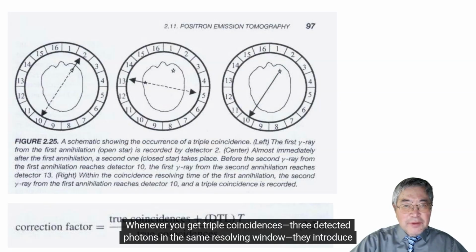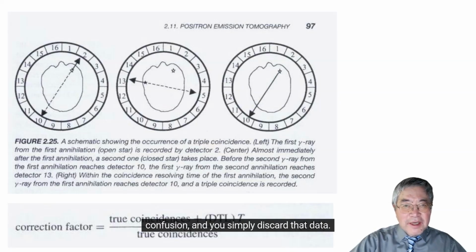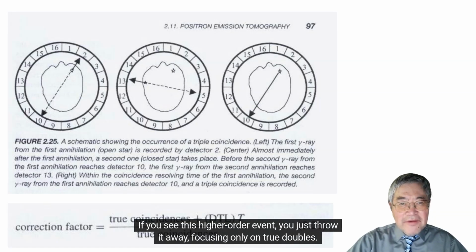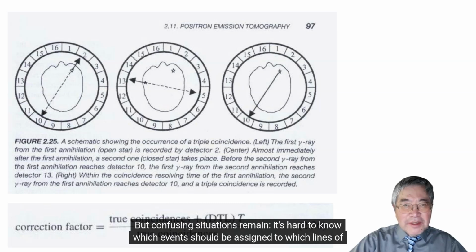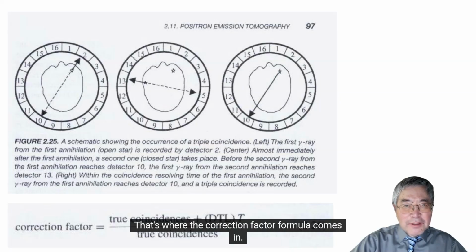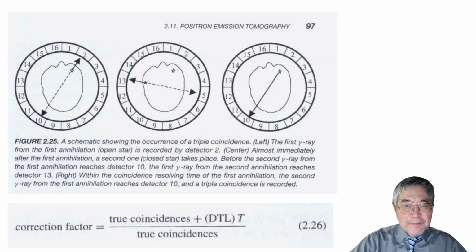Whenever you get triple coincidences, 3 detected photons in the same resolving window, they introduce confusion and you simply discard that data. The system is designed to expect only pairs of coincident photons. If you see this higher order event, you just throw it away, focusing only on true doubles. But confusing situations remain. It's hard to know which events should be assigned to which lines of response. That's where the correction factor formula comes in.